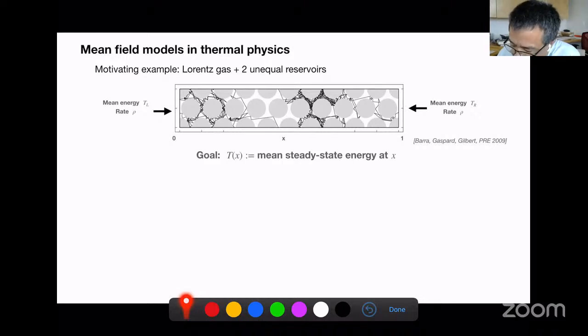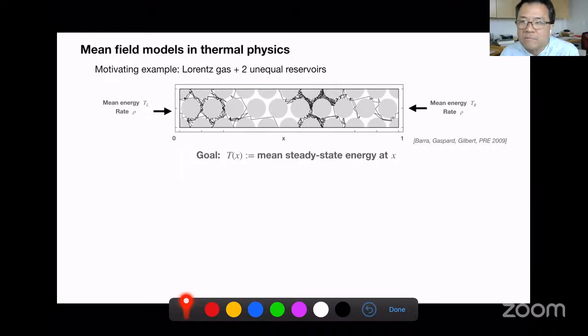Okay. So imagine I have a dynamical system in which I have some kind of domain, and then I have two large reservoirs that are coupled to the ends, and they inject particles at some rate. Okay, so there's some Poisson clock that tells you when particles get injected, and then they have some mean energies, and the particles bounce around, and then they exit the system. And if I wanted to know something about the mean steady state energy of the particles at a particular location x, I have scaled the domain to be 0 to 1.